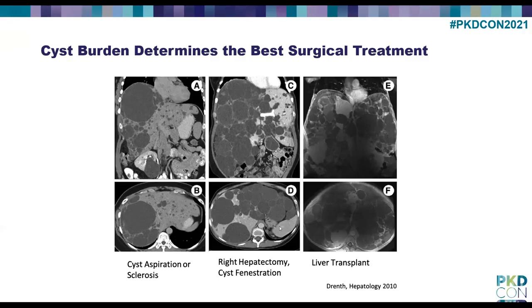Here, the treatment would be to remove this part of the liver, so to do a right hepatectomy. And the liver does regenerate. So the idea here is you're taking out the part of the liver that has the most cysts to bring some relief. And in this case, there's really nothing to aspirate, right? It's all of a few very large cysts. There isn't a single section to take out. So this patient would be a candidate for liver transplant.